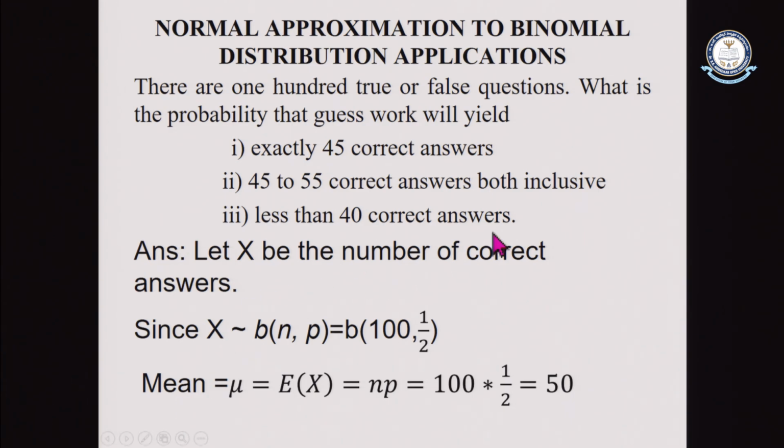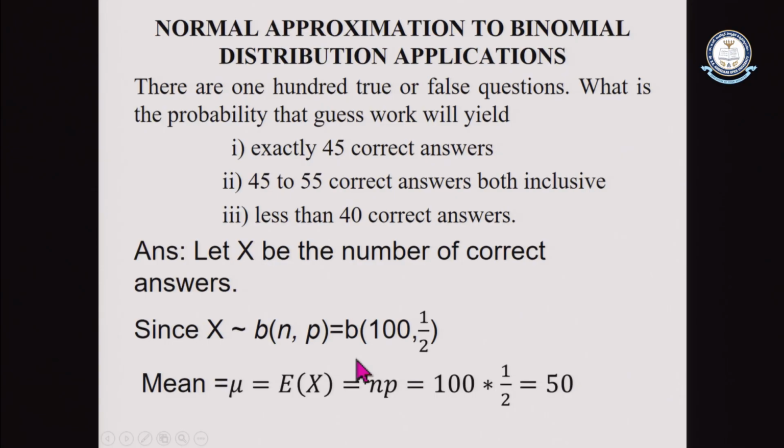Here the number is 100, which is a big number. Let x be the number of correct answers. It is a random variable. Since the chance is equal, p is equal to 1 by 2 and q is equal to 1 by 2. It is guessing only, so either it may be correct or it may be wrong. The chance is 1 by 2. There is no link between those, so first we can say this is a discrete function.